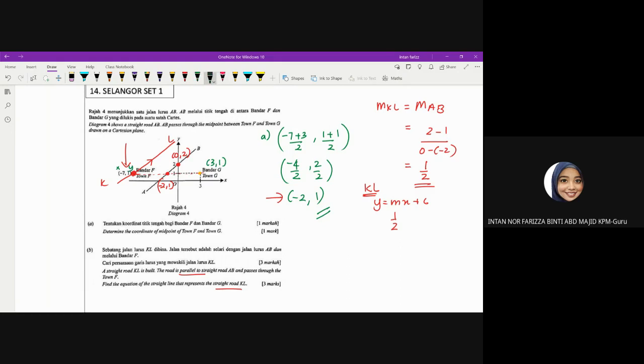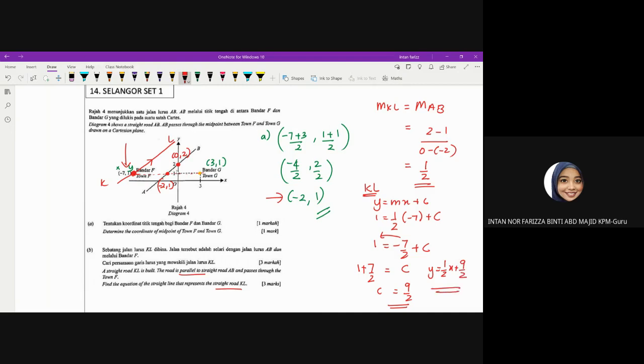So substitute, girls. This one will be 1 equals 1 over 2 times negative 7 plus c. So 1 equals negative 7 over 2 plus c. Bring it over here: 1 plus 7 over 2 is c. Press the calculator. So c is equal to 9 over 2, or 4.5, but I prefer improper fractions. Since you have the c and the m, you put everything inside. So y equals mx plus c. What was m? 1 over 2. What's the c? c is 9 over 2. So this is the equation for KL.